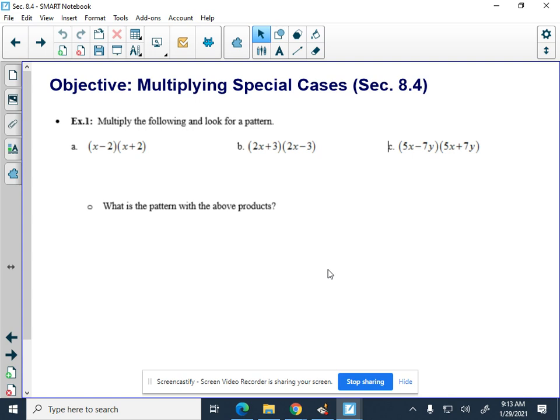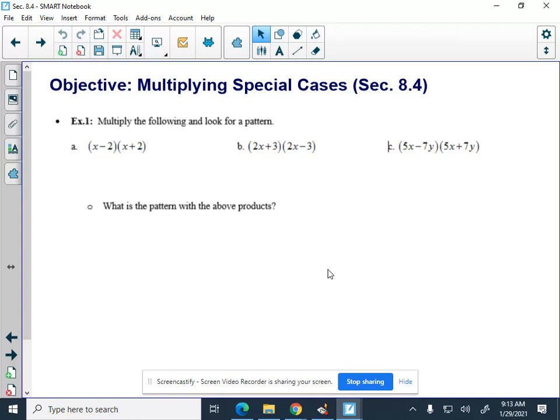Okay, this one is section 8.4, multiplying special cases. What do we mean by special cases? You're going to see some interesting things here, but it's just multiplying things that end up in a special, unique way. Okay, so that's what we mean by special. All right, so let's take a moment.